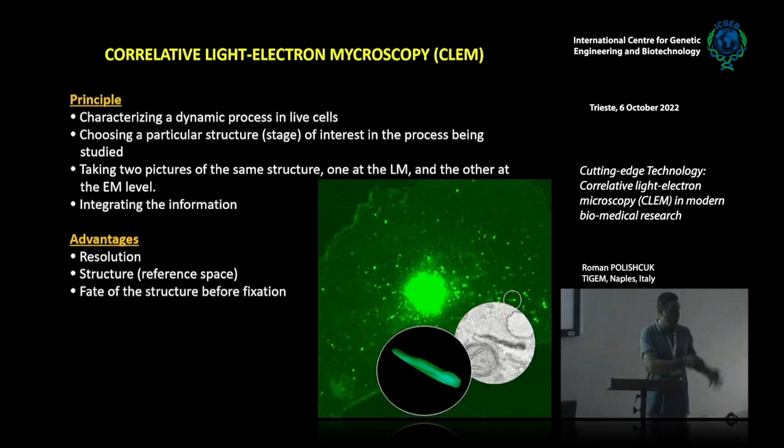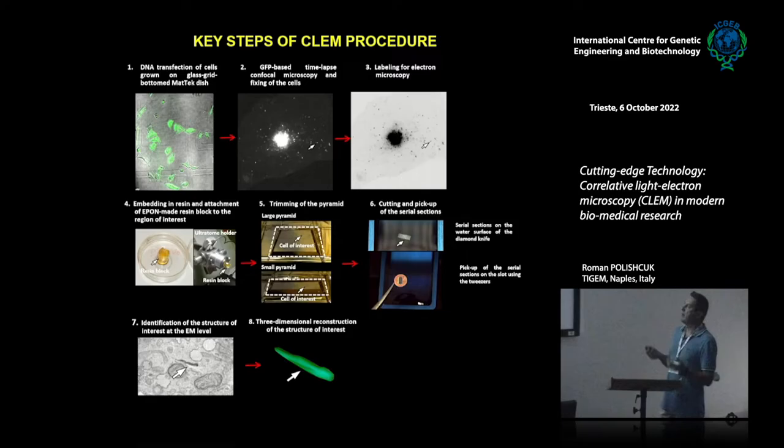So how is it done in practice? One has to grow cells on a coverslip with a coordinate grid, because this allows you to track the cell of interest through different stages of the procedure. We transfected these cells with a construct of interest carrying a fluorescent protein, then observed the structure of interest in the living cell, and then usually we convert the GFP signal into something electron dense, which should be gold or peroxidase. This helps you to find the structure of interest in thin sections.